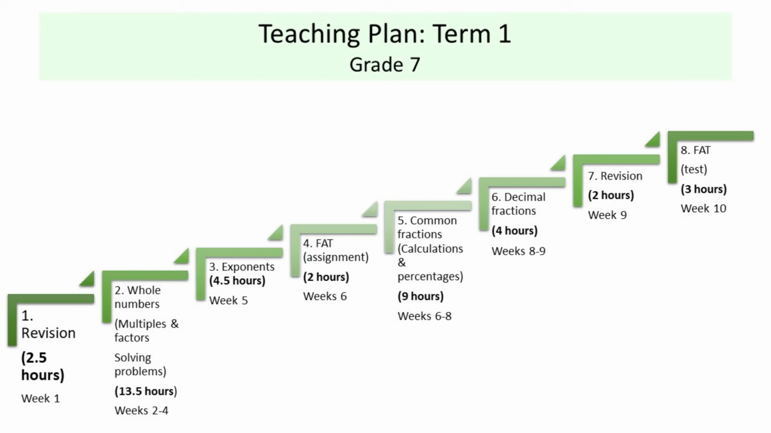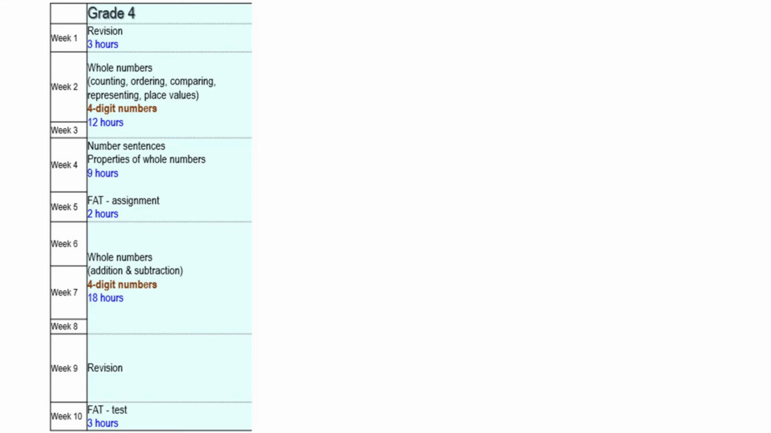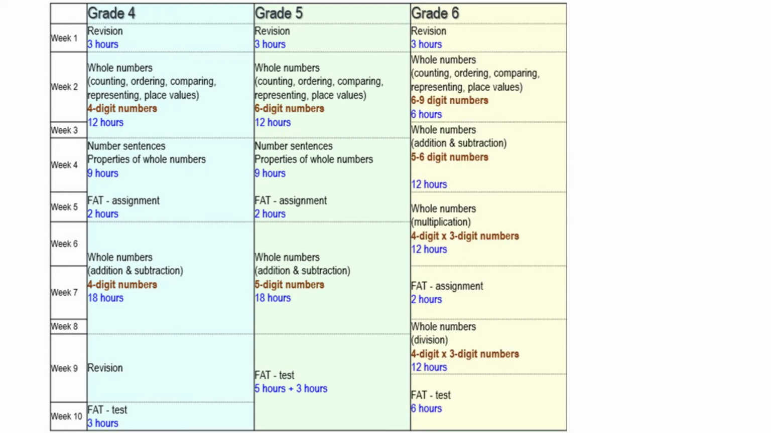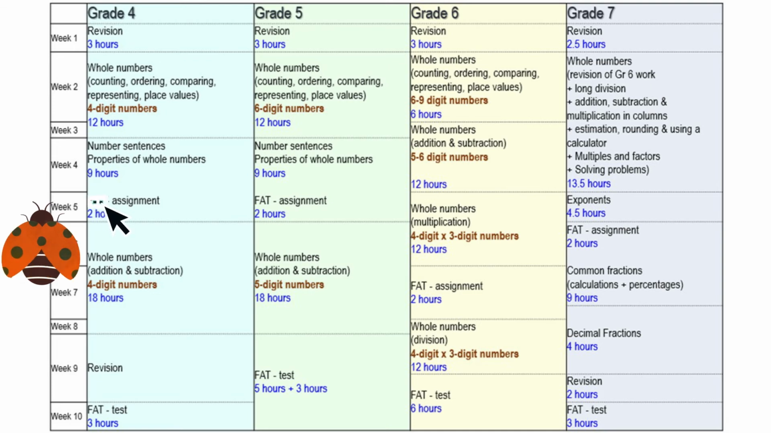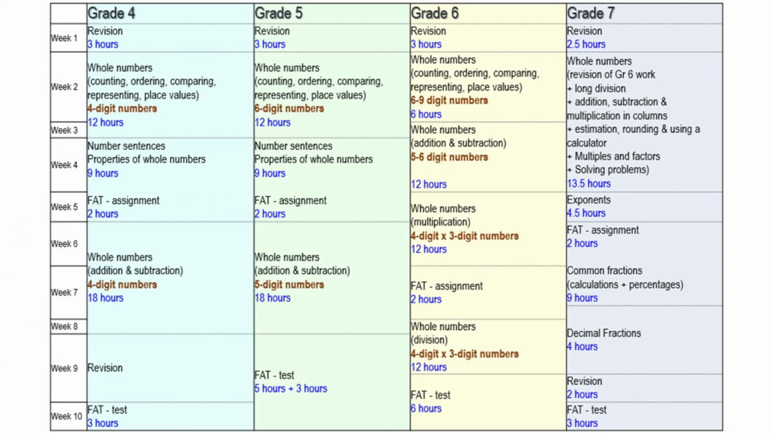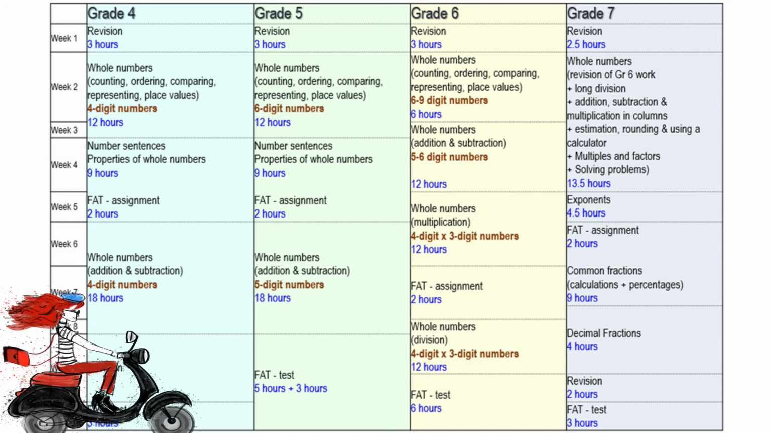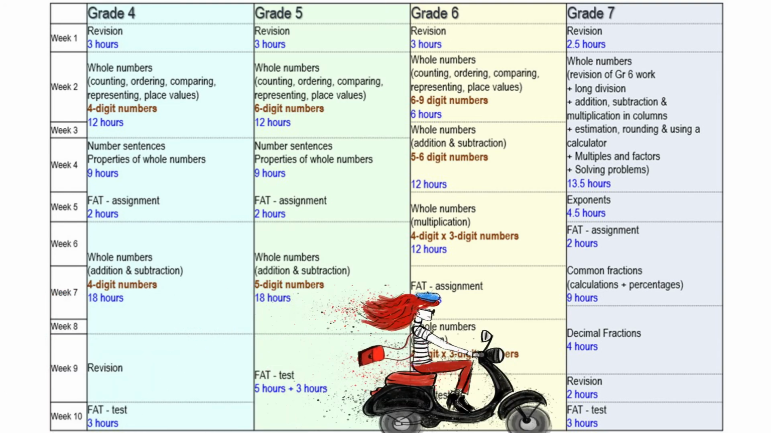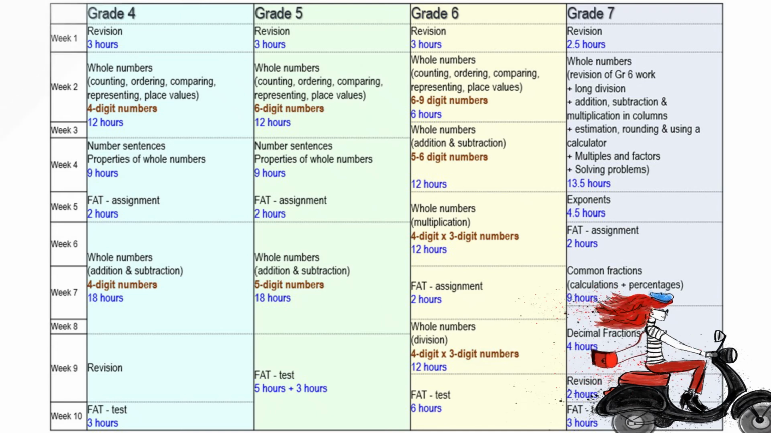Let's take a bird's eye view of the topics to be covered this term in each grade. Let's look at what is similar and what is different. This table shows that the topics to be taught in grades 4 to 6 are the same, but what is different is the number ranges for each grade and the amount of time to be spent on each topic. This table also nicely shows the progression of the numeracy skills expected from learners as they move from grade to grade.